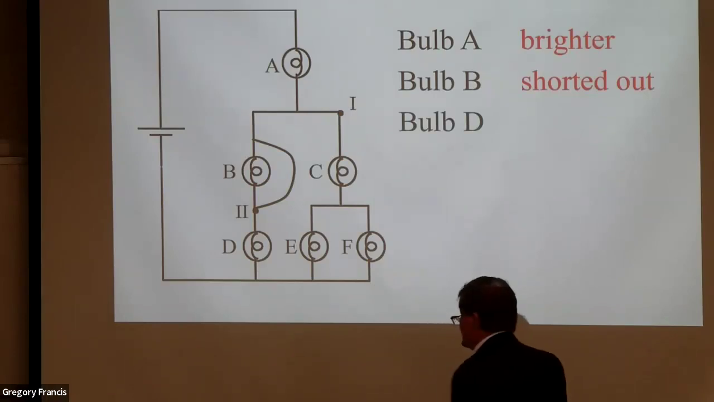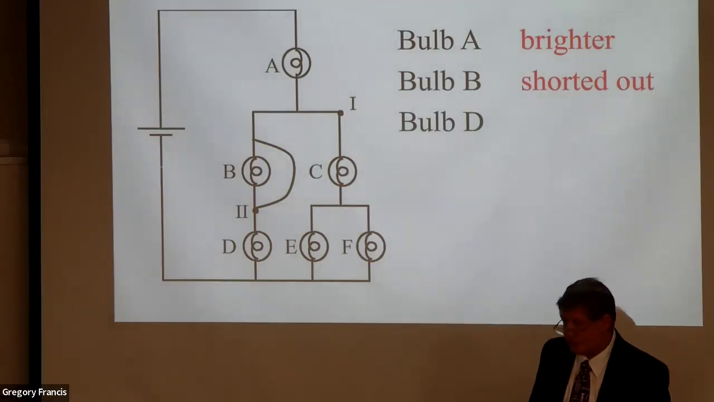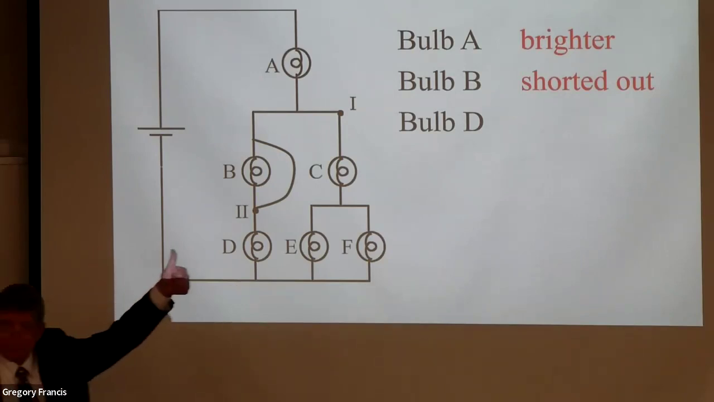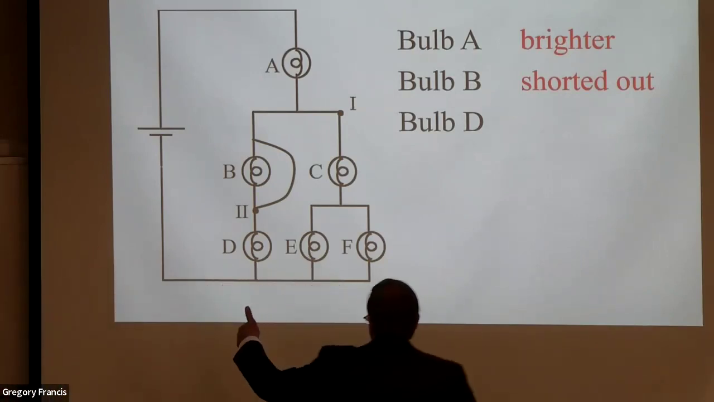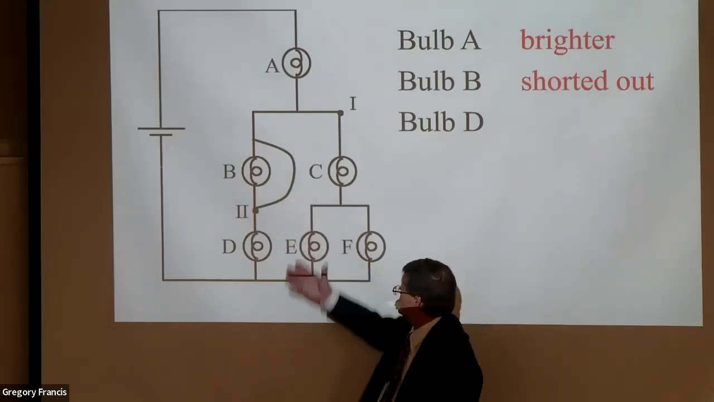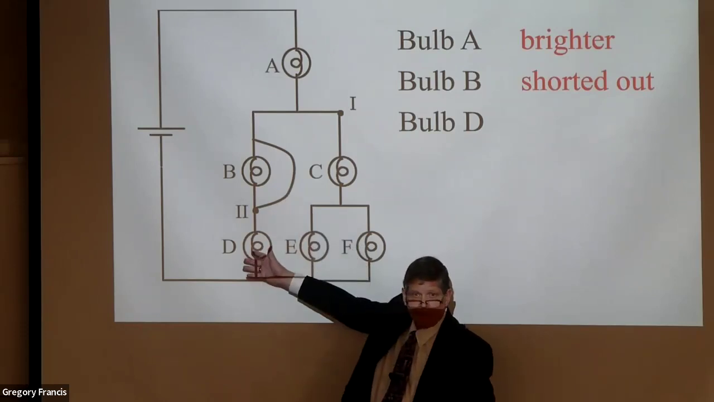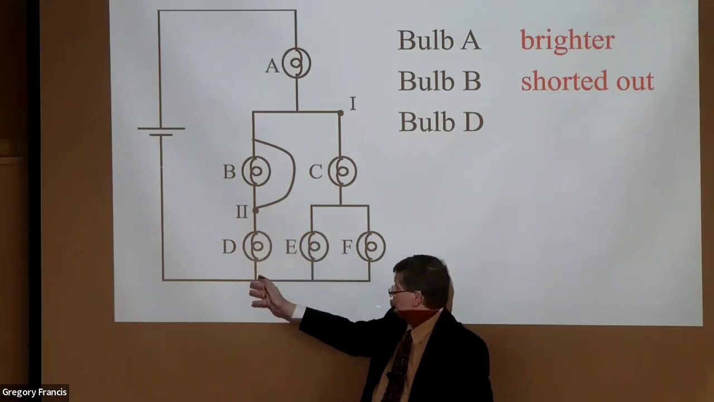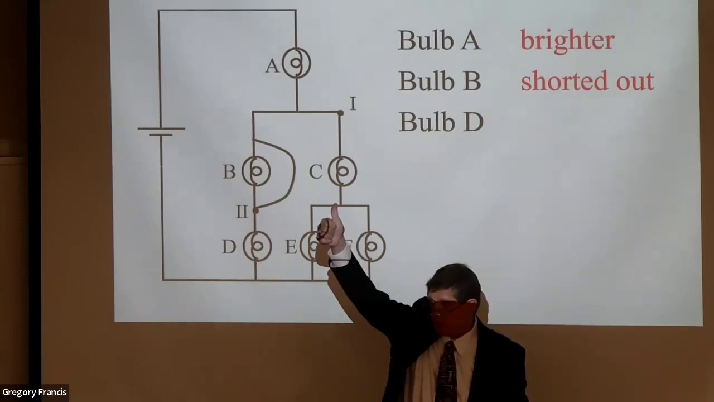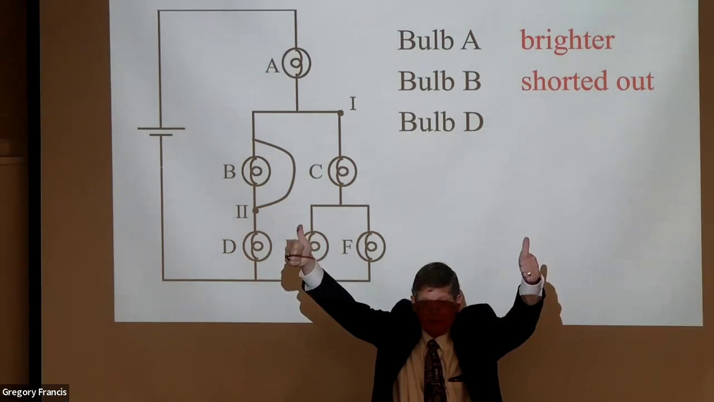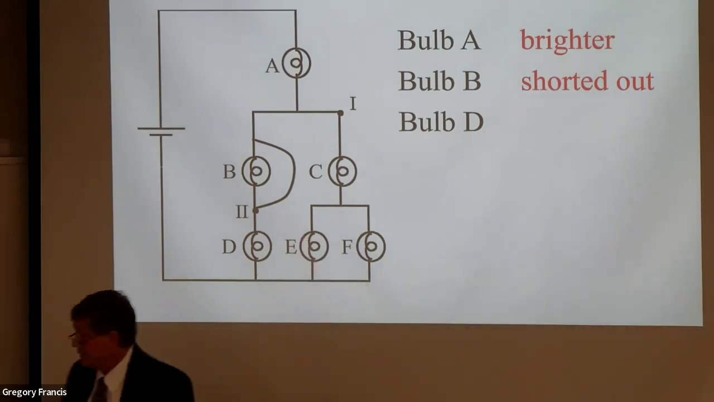What about bulb D? Well, there's 2 things going on. The current through the battery went up, and let's talk about the ratio, the fraction of the current that this branch gets. It used to be the hard path that got less than half. Now it's the easy path that gets more than half. So that means that D's share of the total current went up. Oh, and the total current through the battery also went up. And so that means that D has to get brighter.